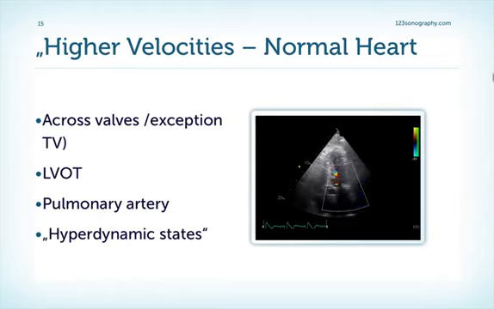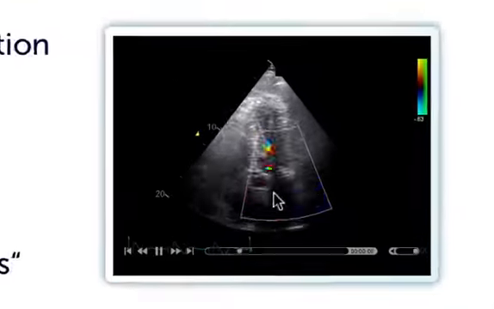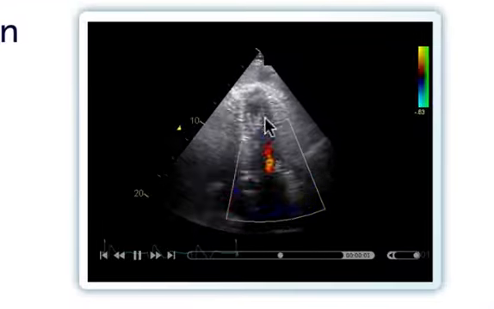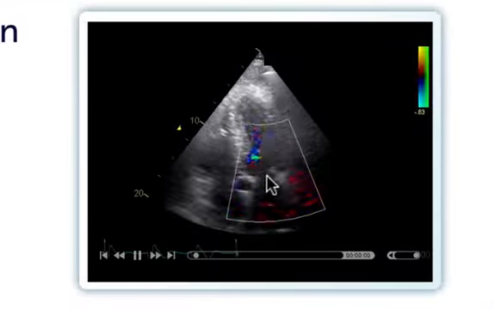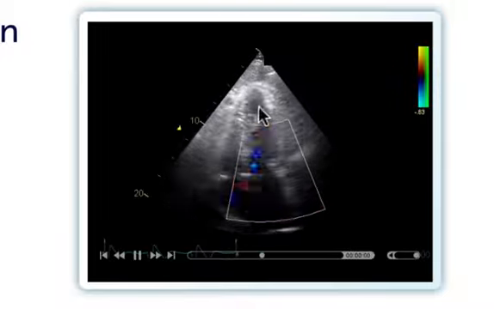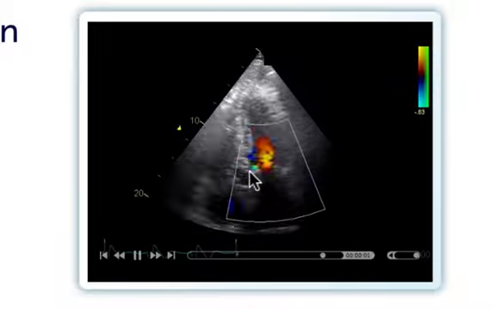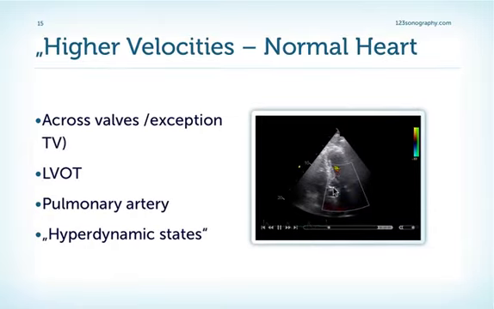High velocities in the normal heart are usually found where there is some form of narrowing. So, across the valves, with the exception of the tricuspid valve, because the tricuspid valve is so large, the LVOT, the pulmonary arteries, and very often in a normal ventricle as well, if we have a hyperdynamic state. Here you can see aliasing both of inflow into the left ventricle, in the left ventricle, and also in the LVOT. So, all these can cause aliasing in a normal heart, at least to some degree.